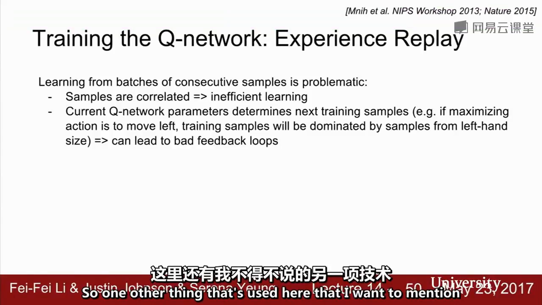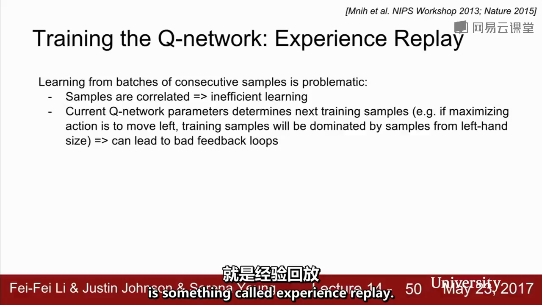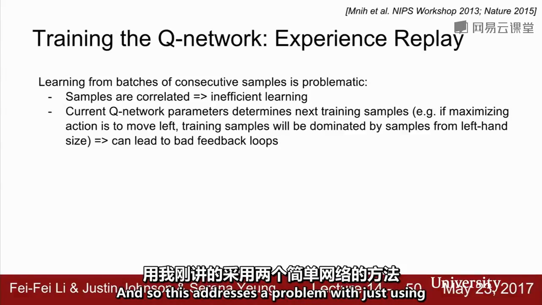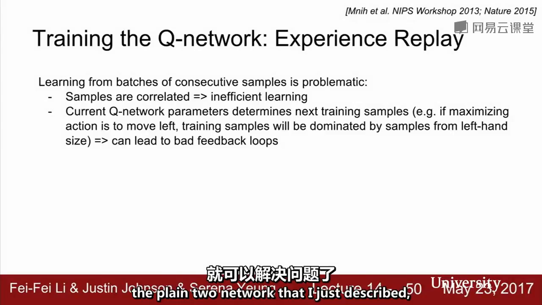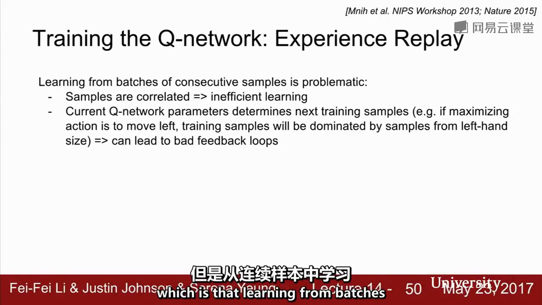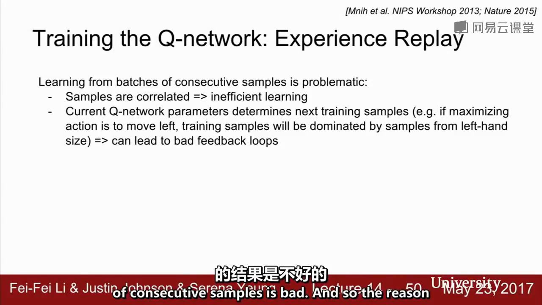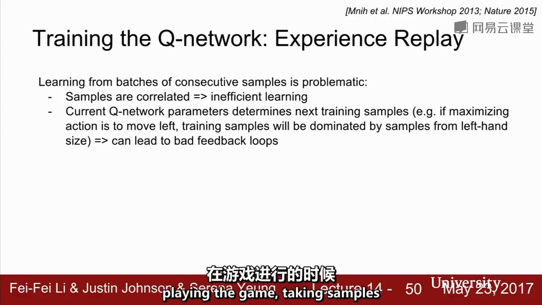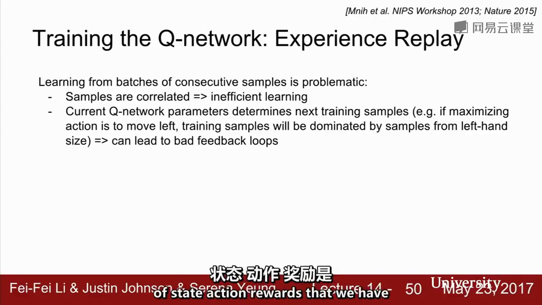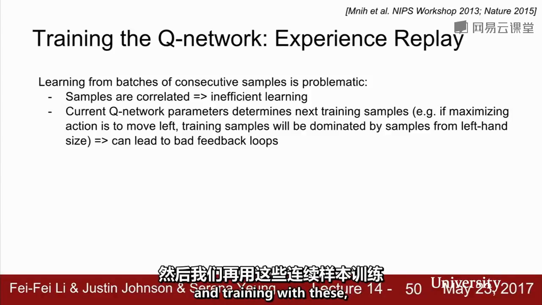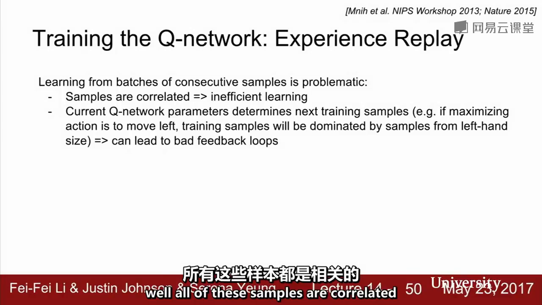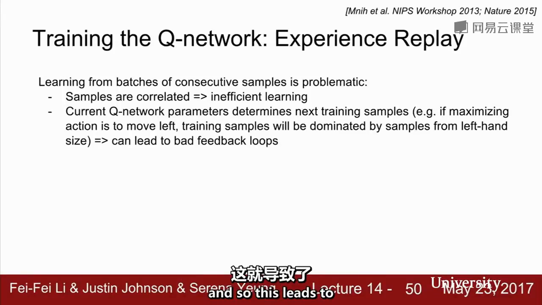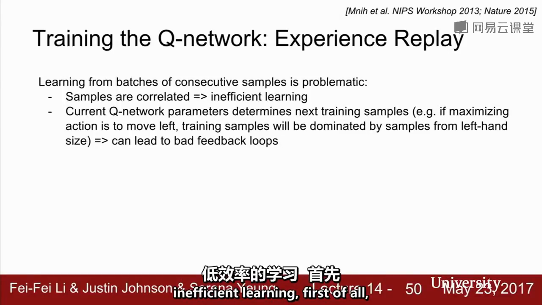So one other thing that's used here that I want to mention is something called experience replay. This addresses a problem with just using the plain Q network that I've just described, which is that learning from batches of consecutive samples is bad. The reason is that when playing the game, taking consecutive samples of state, action, rewards and training with these, all of these samples are correlated. And so this leads to inefficient learning, first of all.